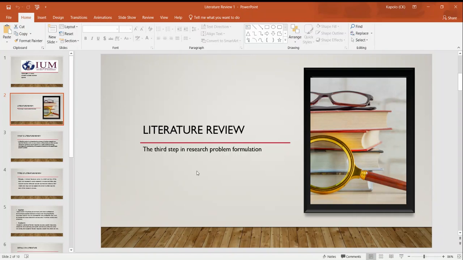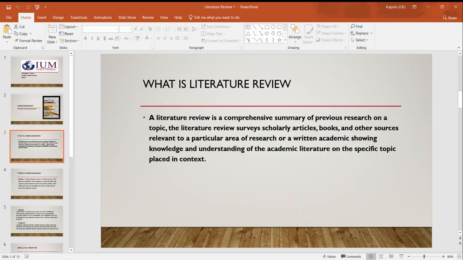Today we're going to talk about literature review. As you all know, that is the third step in the research problem formulation. Okay, so when we talk about literature review, mostly it is just a comprehensive summary of previous research topics that have been researched by other researchers.